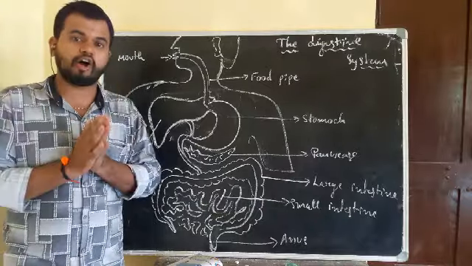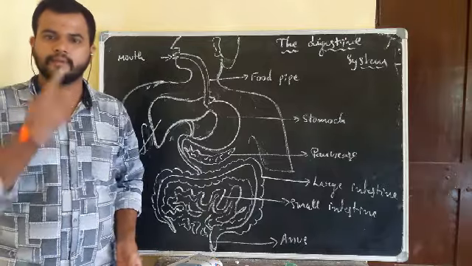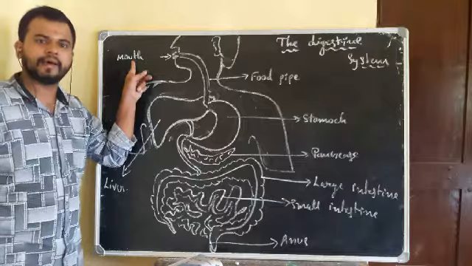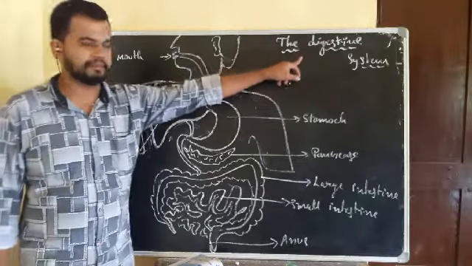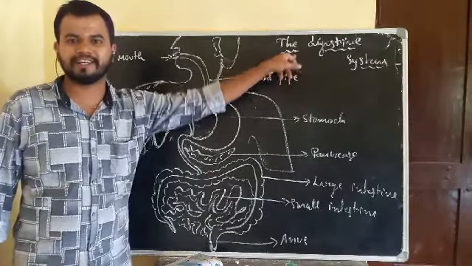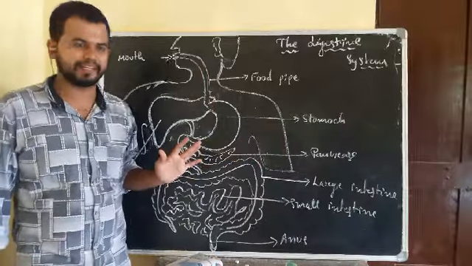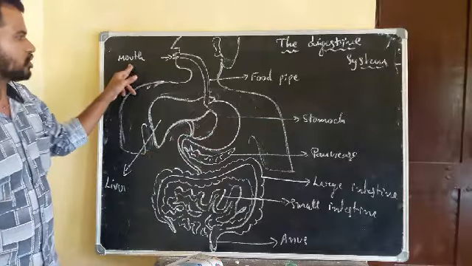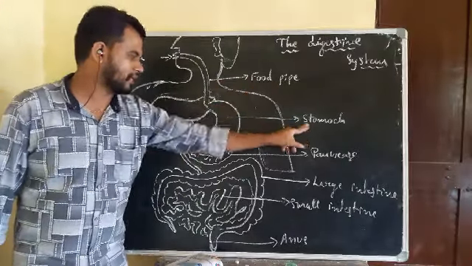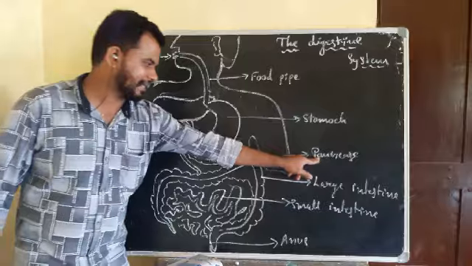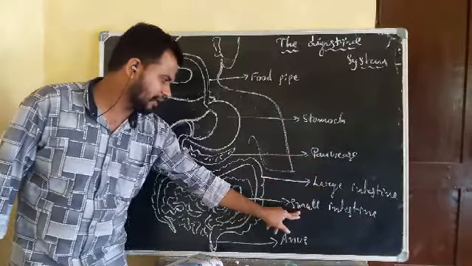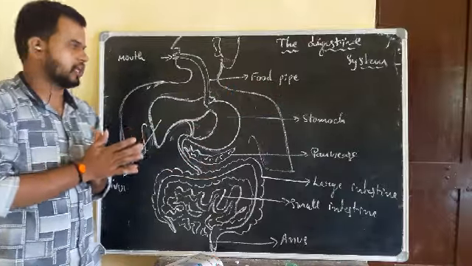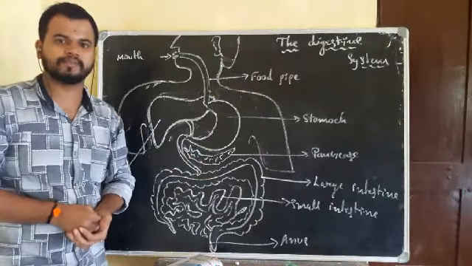Digestion starts in our body from the mouth. The mouth is the first part of the digestive system. First, take a look at the organs of the digestive system, my dear students. In the digestive system, there are the organs: mouth, food pipe, stomach, liver, pancreas, large intestine, small intestine, and anus. All these organs are involved in the digestion process.